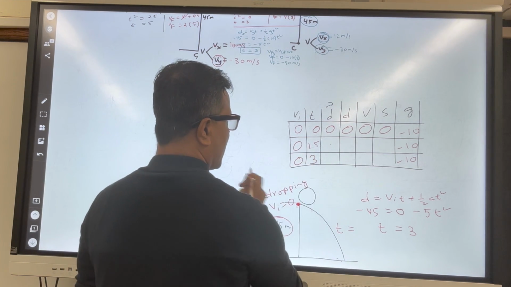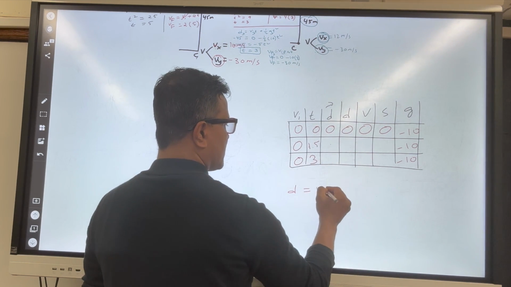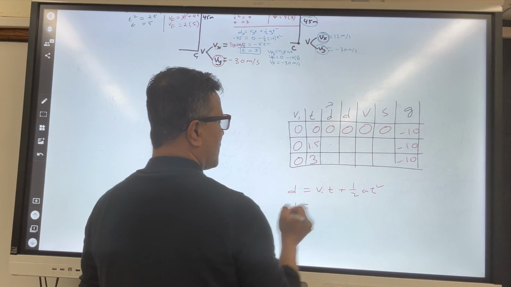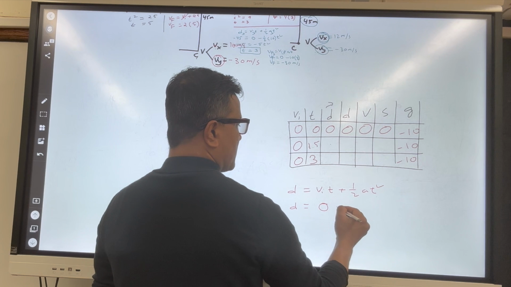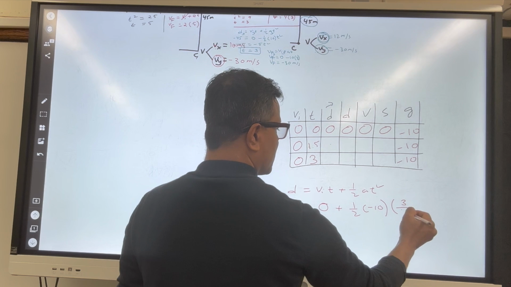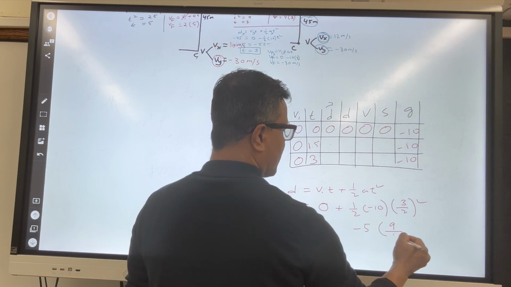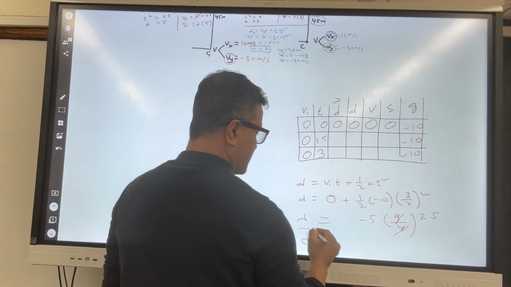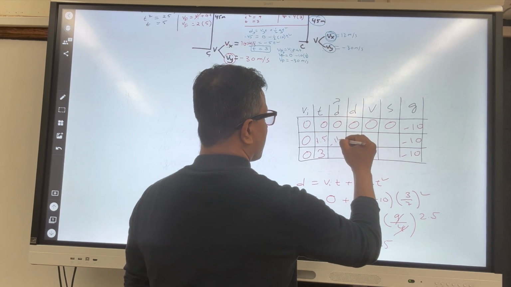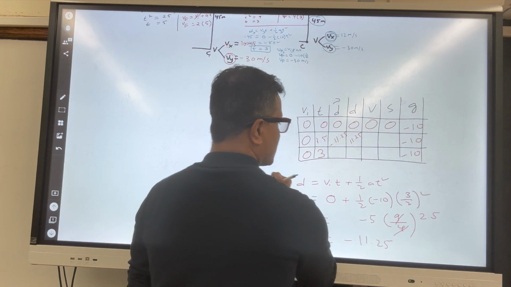Displacement at 1.5 seconds: d is equal to vit plus half at squared. So d is equal to vi, which is how much? 0, plus half times negative 10 times 1.5 squared. So 3 over 2 squared. So this is negative 5 times 9 over 4, right? So displacement must be negative 11.25. Distance is 11.25.